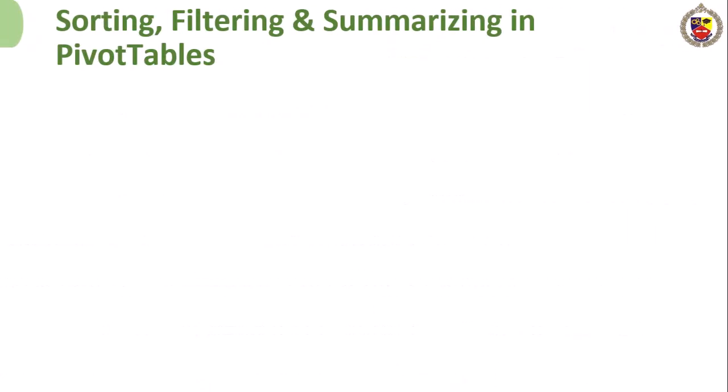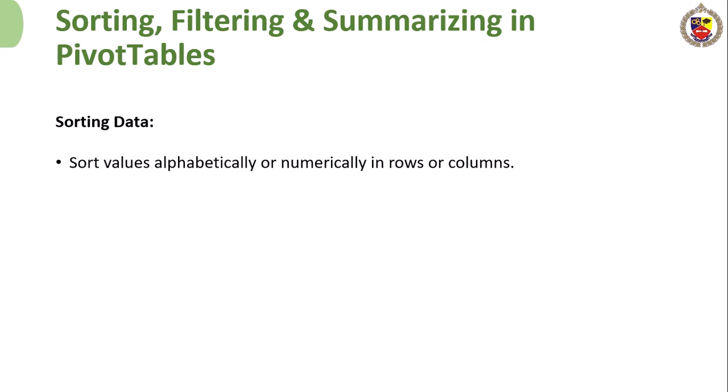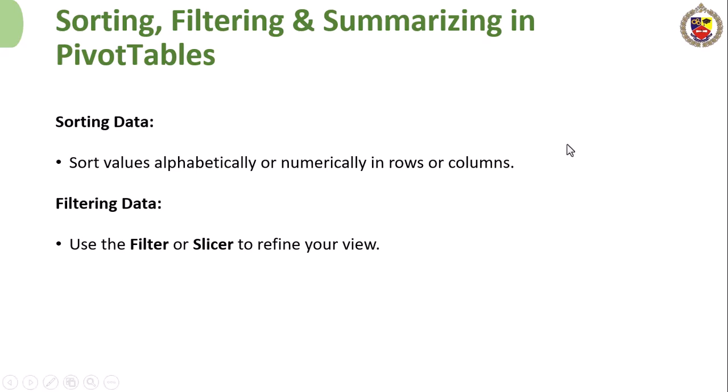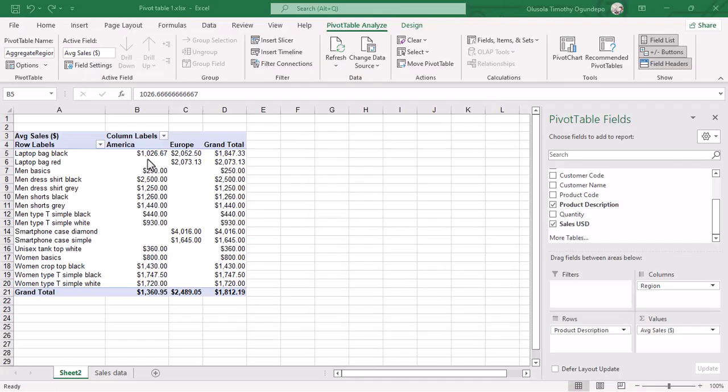Now let's look into how we can sort, filter, and summarize a dataset in a pivot table. If we want to sort a dataset in a pivot table, this is done the same way we do it while sorting a table. So let's see that in action. Take for example, we want to sort the purchases that we have in America. We want to see it in ascending order. How can we get that done?